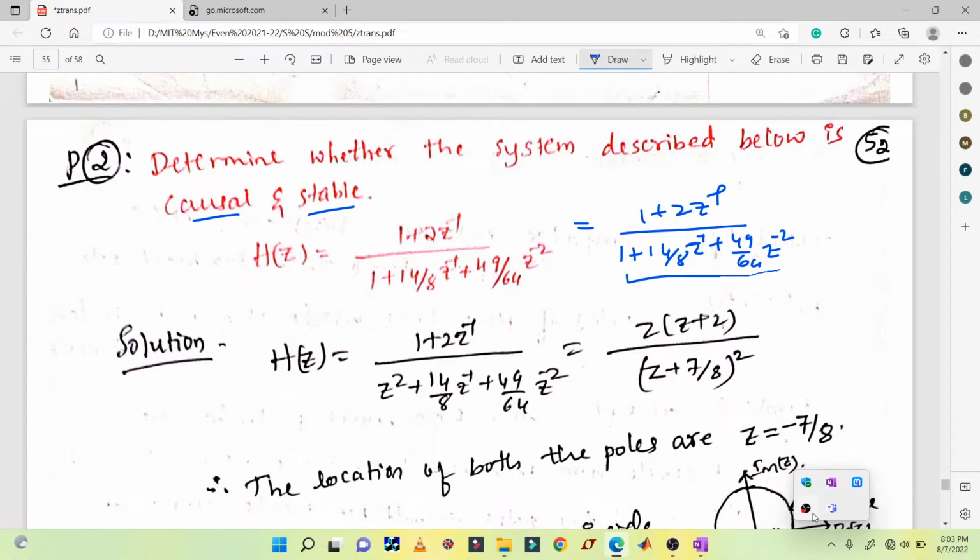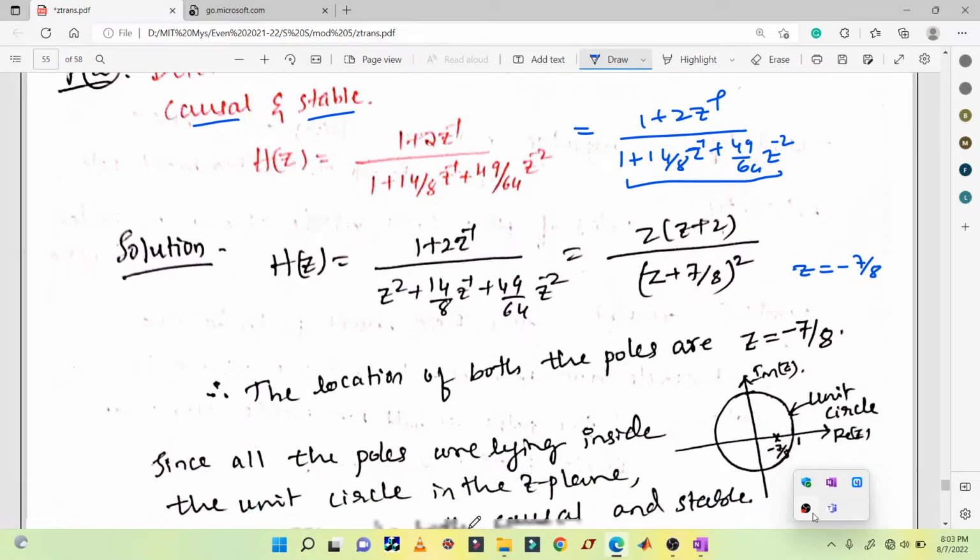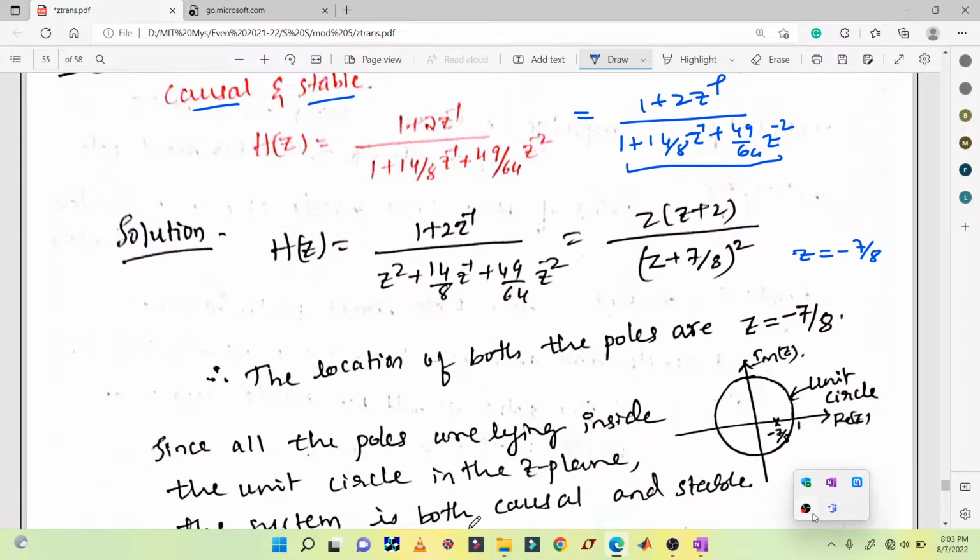So if you find the roots for this, you will get (z + 7/8) squared. That means there are two poles at z equal to minus 7/8. That is depicted in the below figure. And you know that 7/8 is always less than 1. 7/8 is less than 1. Both the poles, minus 7/8.